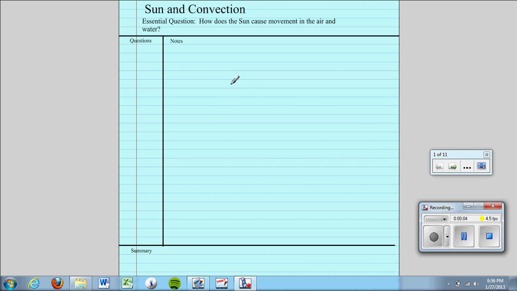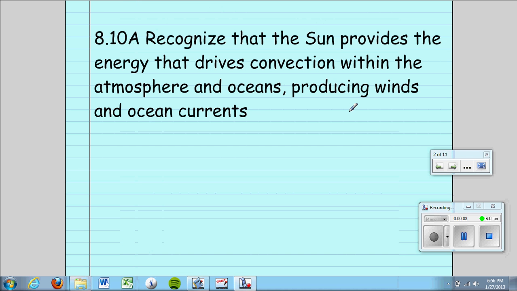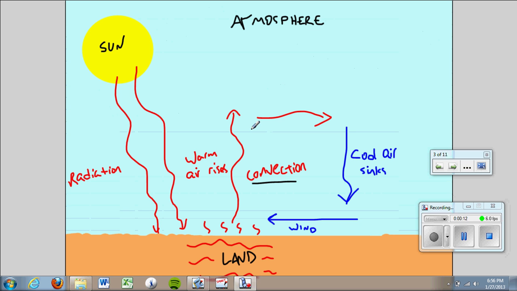Alright, this video is about how the sun causes convection in our atmosphere and oceans. What we're looking at first is an interaction between the sun, the atmosphere, and the land.